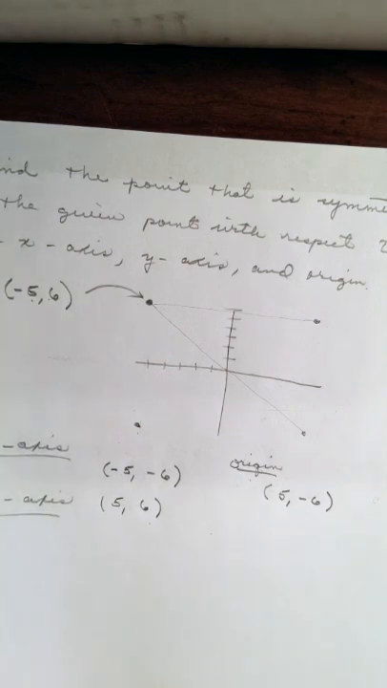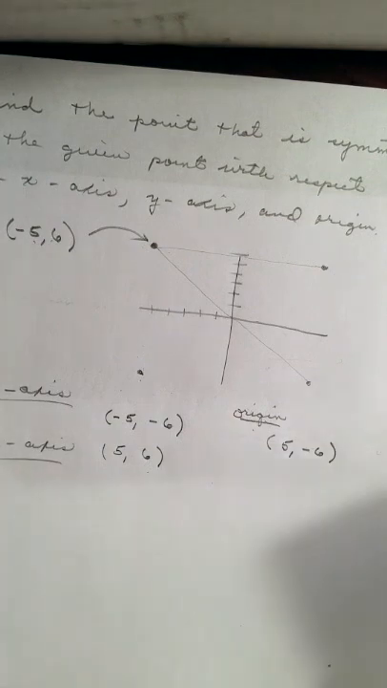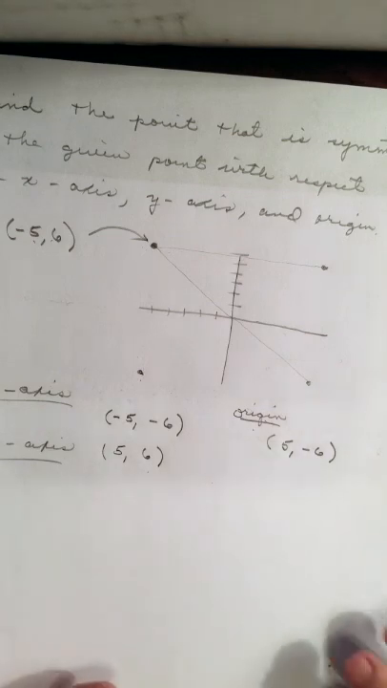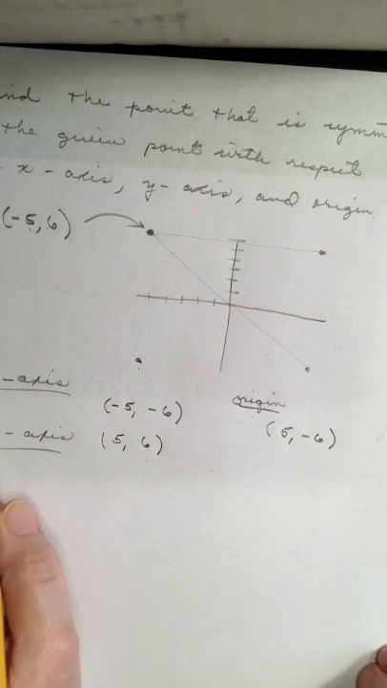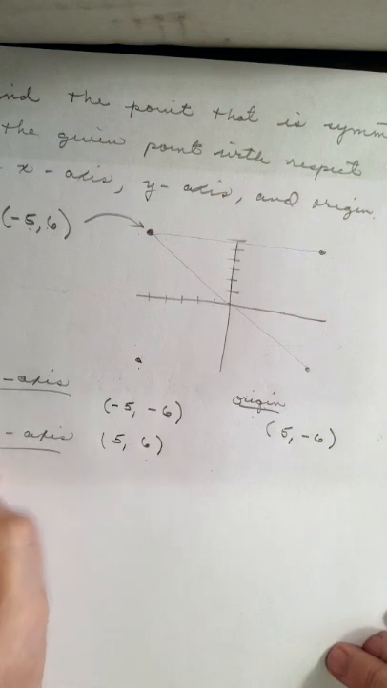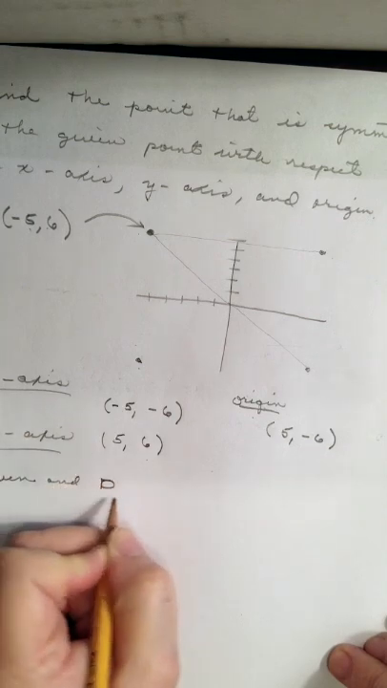Now, symmetry can also be used in determining whether a function is odd, even, or neither. So we want to see what that means. And so let's do this. Even and odd functions.